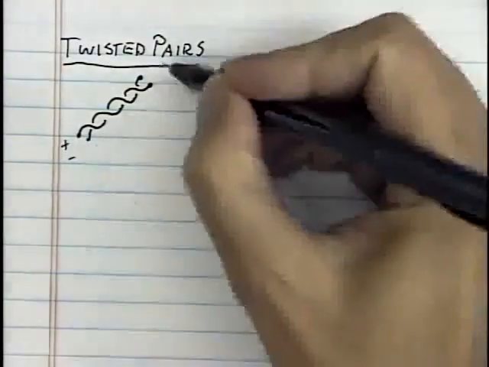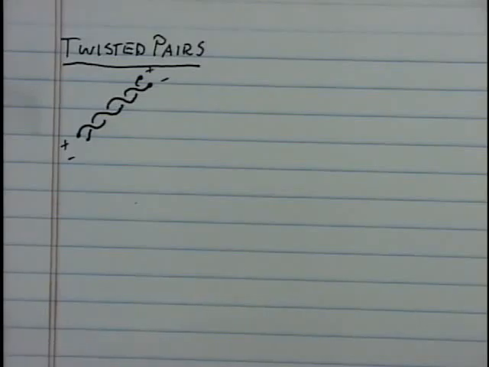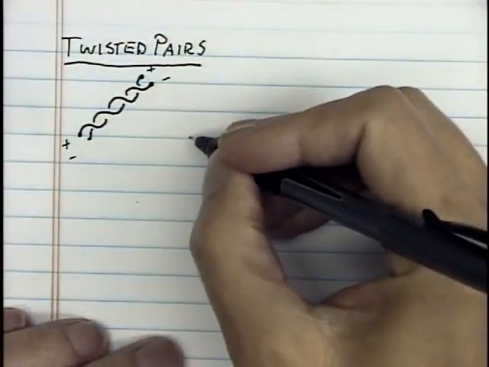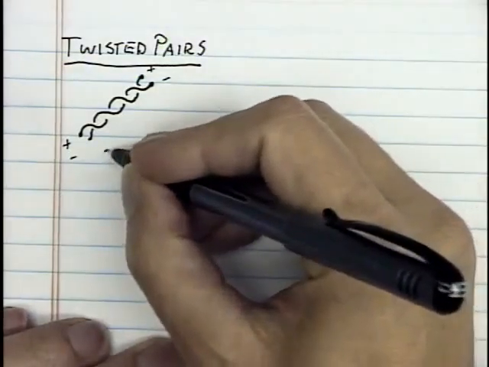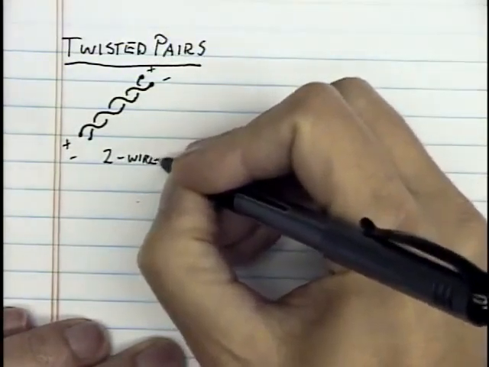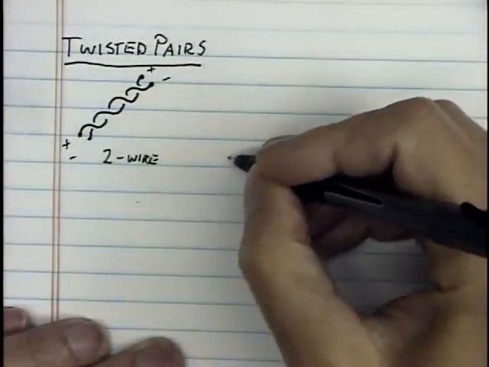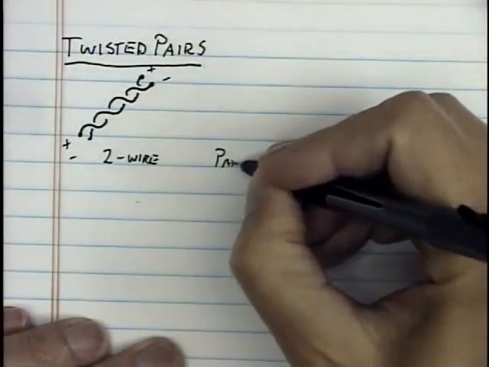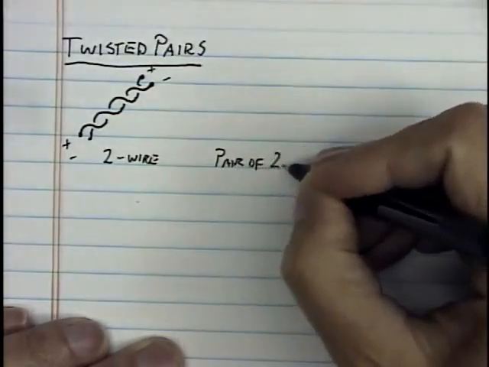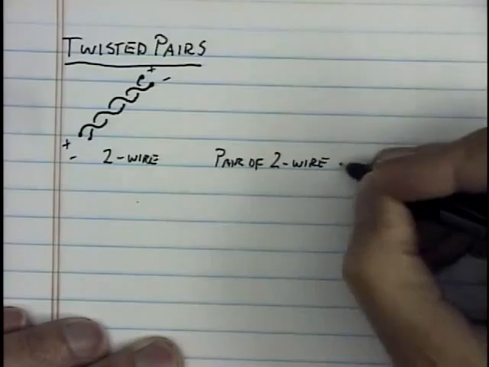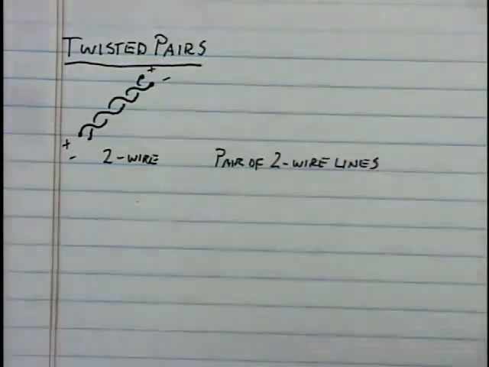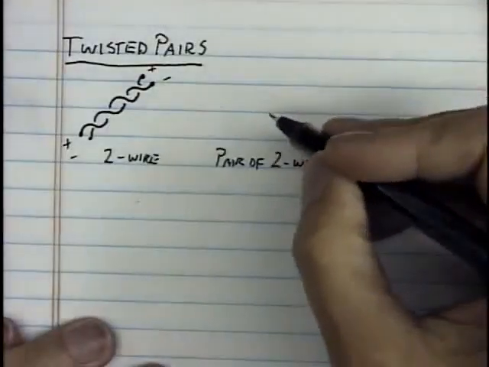You define your positive and negative terminals at the ends. Now, this is a basic two-wire twisted pair. Practical twisted pair transmission lines these days, however, consist of, first of all, a pair of these twisted wires.